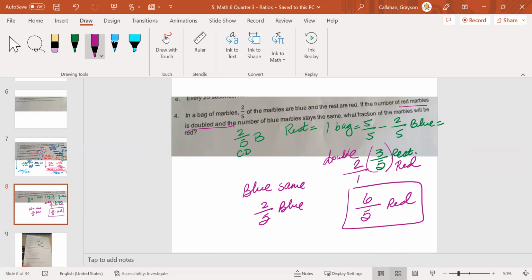So let me explain to you one more time how I got that, okay? In a bag of marbles, 2/5 are blue. One whole bag is just 1, that will be 5 over 5. Do you see that? So that means there are 5 marbles in the bag. 2 of the marbles are blue, right? Well, if there are 5 marbles and 2 are blue, what's 5 minus 2? 3. So 3 marbles are red. Do you see that?